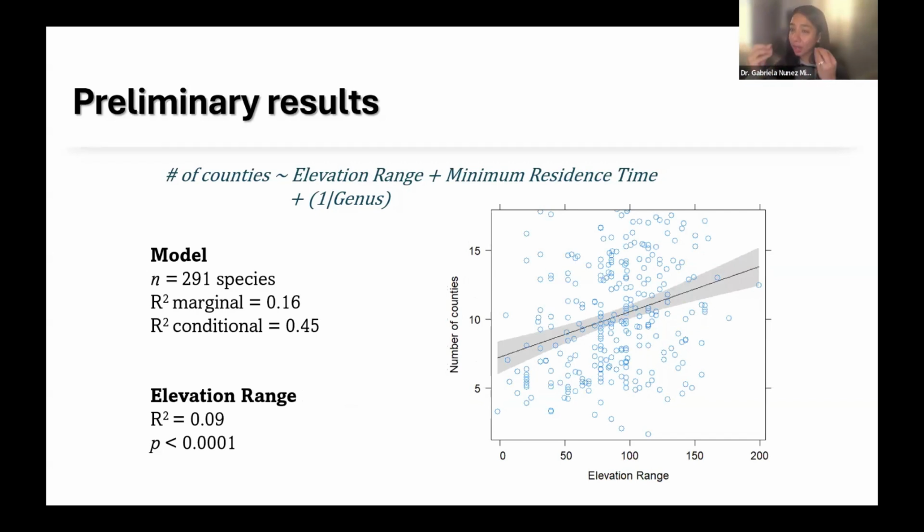This is telling a story about temperature: the broader the temperature tolerances of these invasive plants, the more likely they are to be found across the United States. That might make a lot of sense now that I say it, but we've got data to back it up. If these species have quite broad temperature tolerances, elevation range can capture that, because as you go up in altitude, you're getting a different type of weather, right? It's getting colder. And this variable on its own, elevation range, was able to explain 9% of the variation in the county. So we're really getting onto something here.